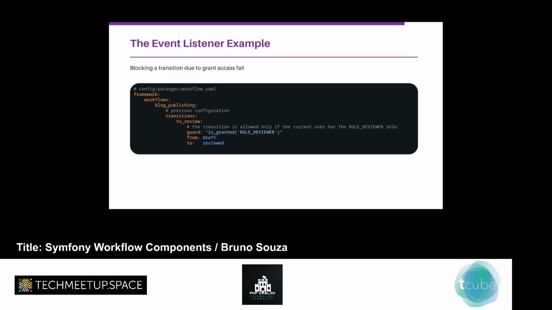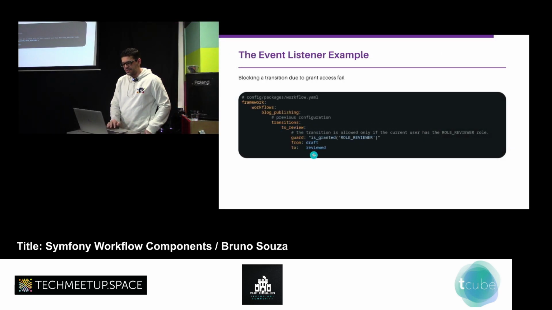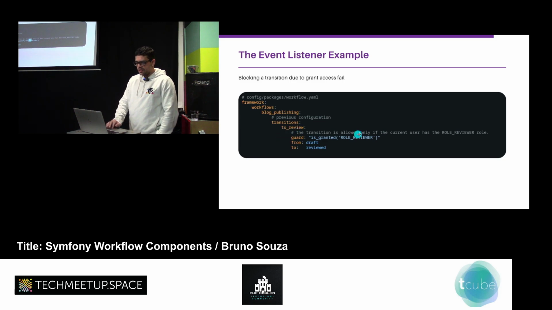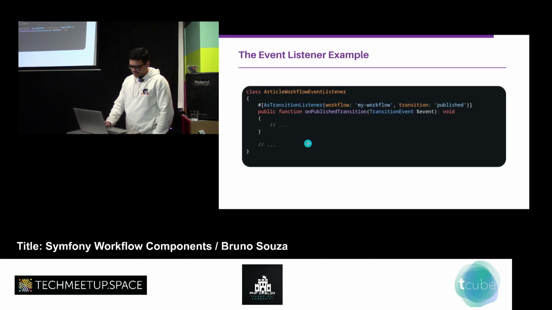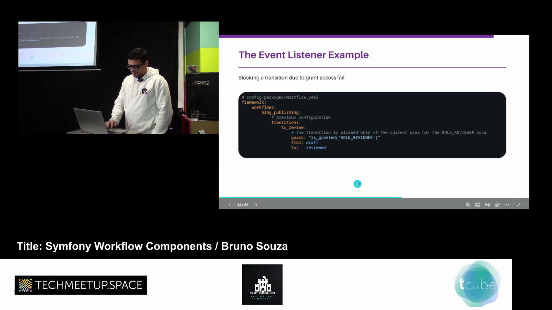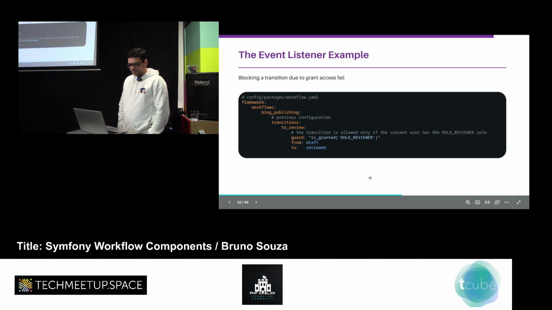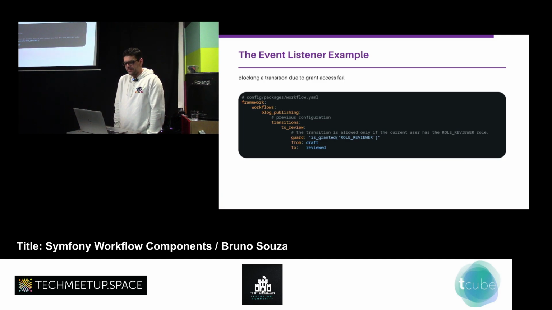And this is another way to use the Symfony workflow, by YAML. So you have the YAML definition. On the transitions, I have to review, which is a new state. And here I have the guard, which is the event. And on the guard, I have is granted role reviewer, which means that I'm blocking this transition only for users that have the role. If the user is not a reviewer, I will block this transition because the user has no grant to do that.